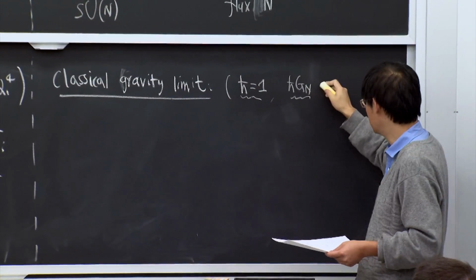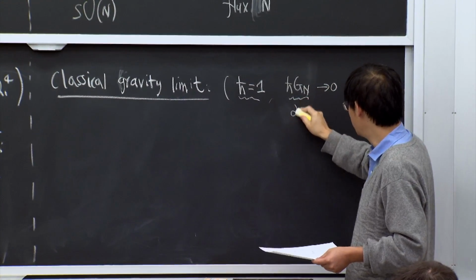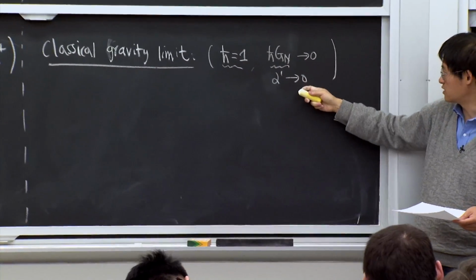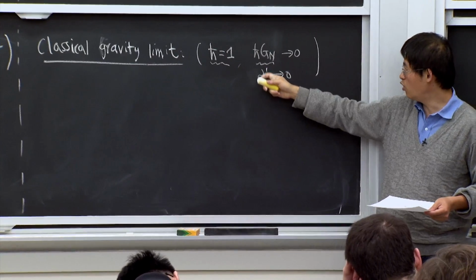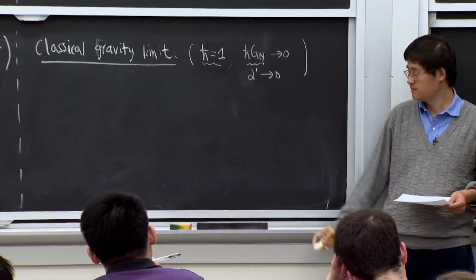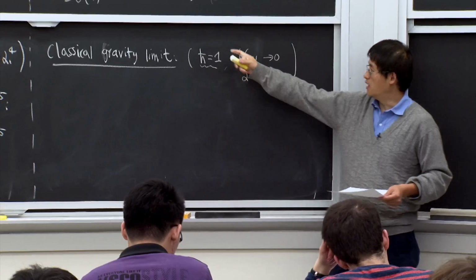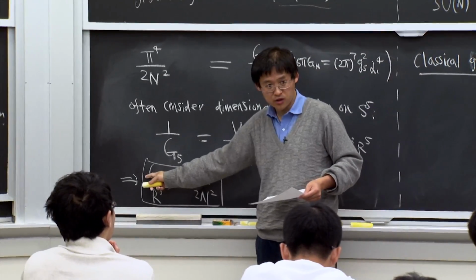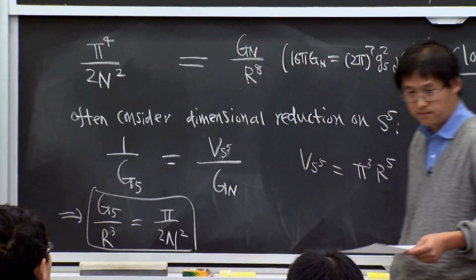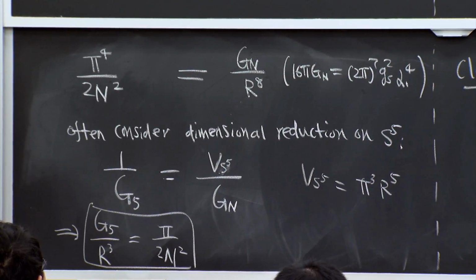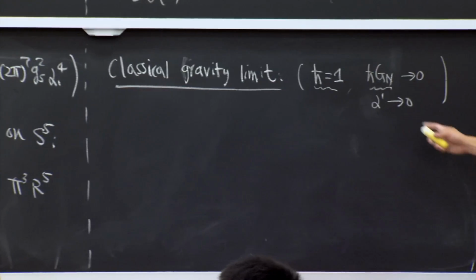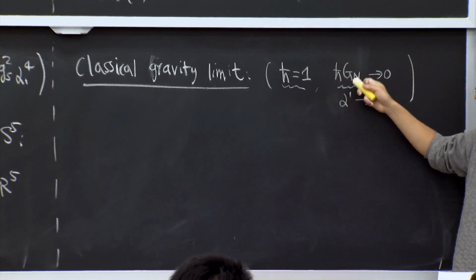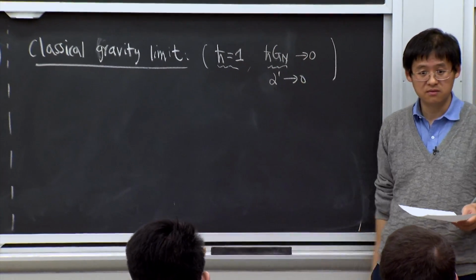This should go to 0, and then alpha prime should go to 0. This means the stringy effect is not important, and this is all in units of R. And when I write those relations, I have all set h bar equal to 1. So when I say the classical gravity limit, it is the limit where h bar equals 1, but the effect of the Newton constant goes to 0.